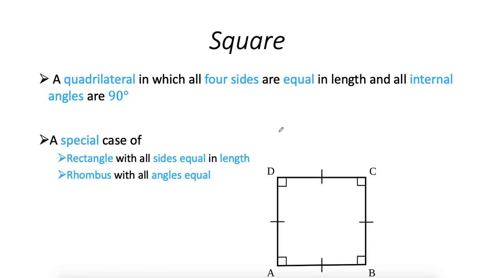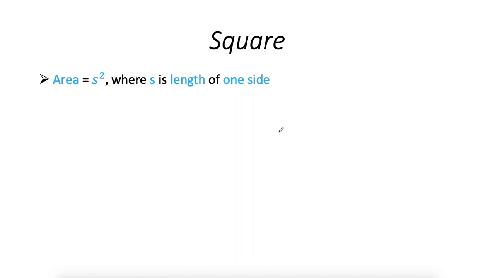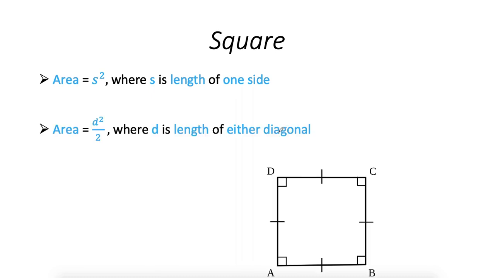Now moving further, first of all, how to find the area. If I consider all of the sides are equal, each side is S. So for area, we need base and height. So if I consider any base, the height which is perpendicular to that is also the same. So the area for this will be S into S, which is S square, and S is the length. This is the first way.